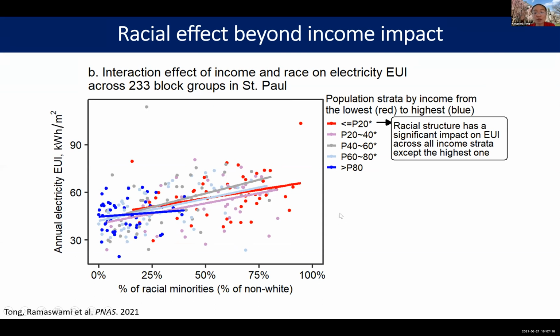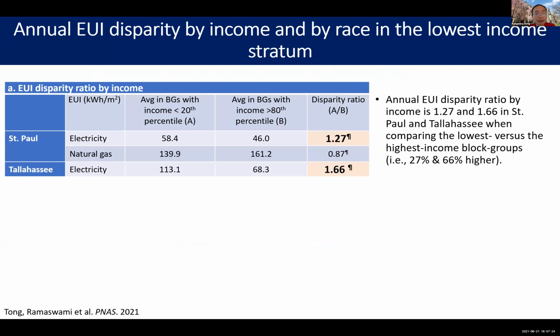So this is a racial effect beyond income impact. And then how much of the differences are. Here I'm looking at the disparity in two ways. First is looking at the energy use disparity by income, looking at the differences across income levels. And then the second is focusing on the racial structure within the lowest income stratum.